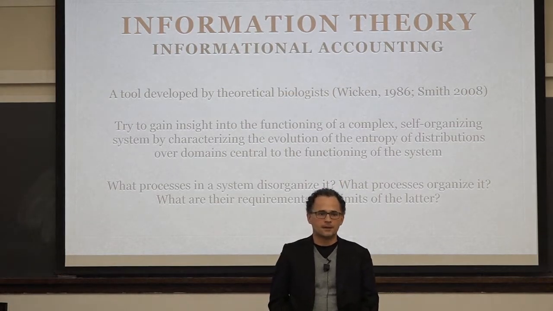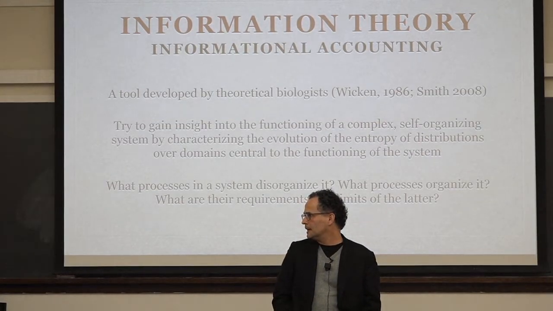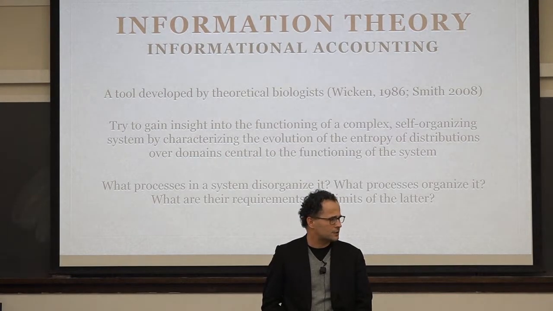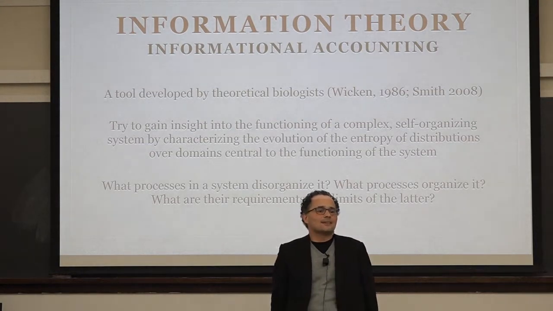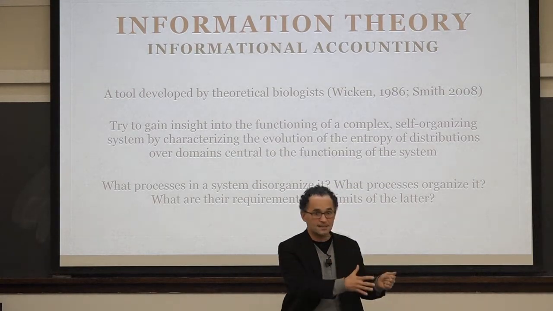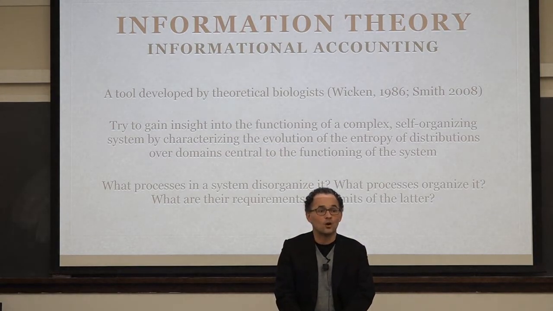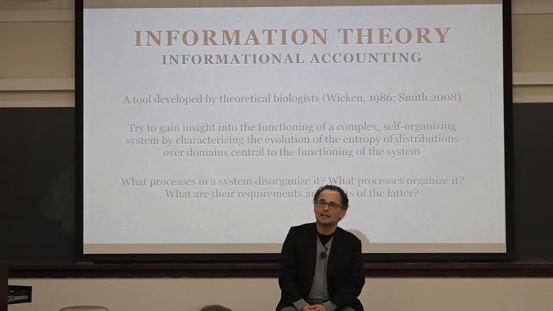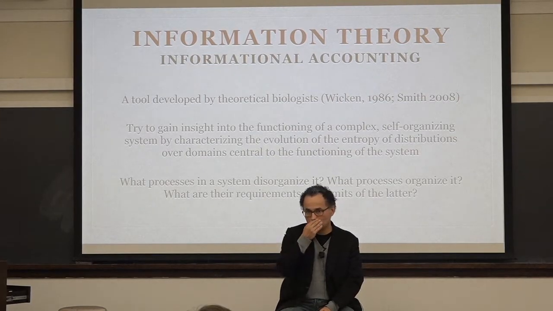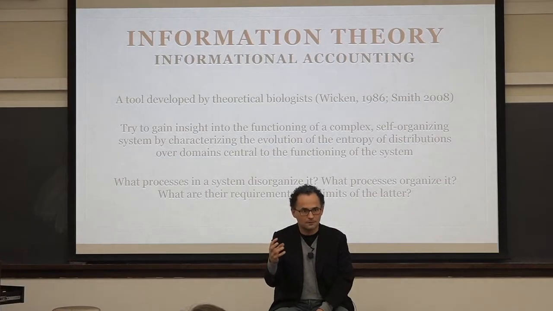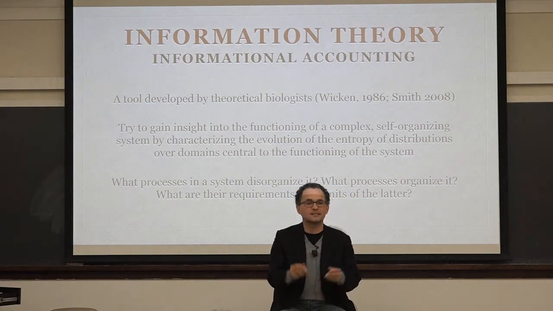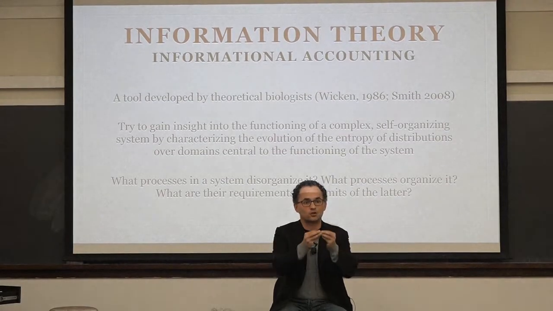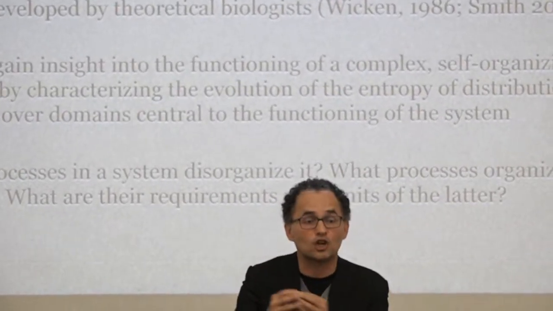See, this comes from theoretical biology. It's a paper in the mid-1980s by somebody called Wicken, and then Smith had three papers in the Journal of Theoretical Biology in 2008 that basically advanced a very interesting way for us to try and understand the functioning of complex systems capable of self-organization. And the idea is basically this. If you want to try to gain some measure of understanding about the functioning of a self-organizing system, what can you do? Well, one thing that you can do is effectively attempt to understand the dynamic evolution of the entropy for a distribution for a quantity that is central to the functioning of that system. Figure out what processes in the functioning of the system organize the distribution, find out what processes disorganize the distribution, and ask yourself, most importantly, what are the requirements or costs of organization?